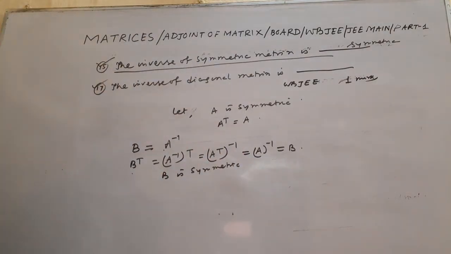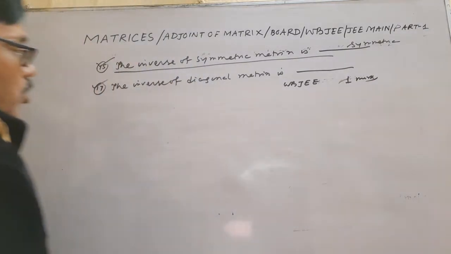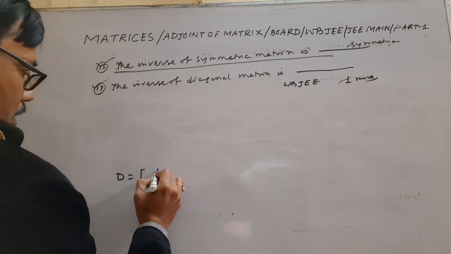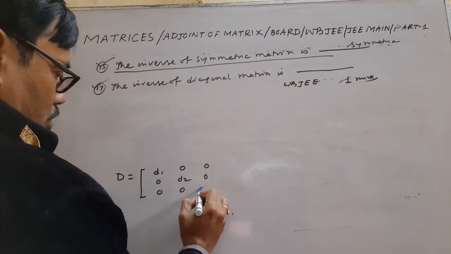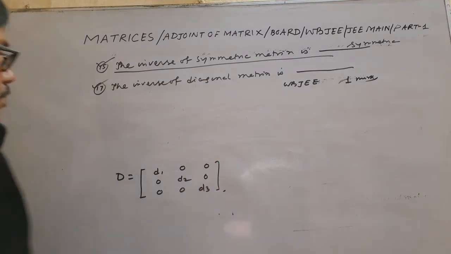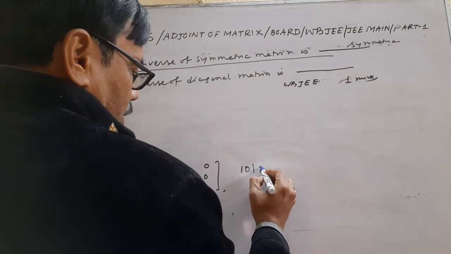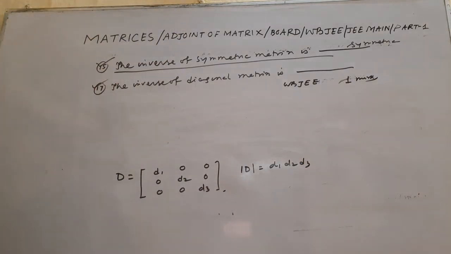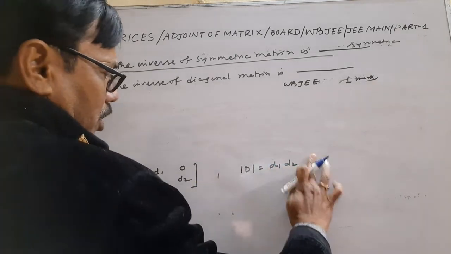Now the second one. The inverse of diagonal matrix is what? Suppose D is a diagonal matrix: D1, 0, 0, 0, D2, 0, 0, 0, D3. So what is determinant D? D1, D2, D3. Or you consider second order. So this is a 1 mark problem. So this is D1, D2.